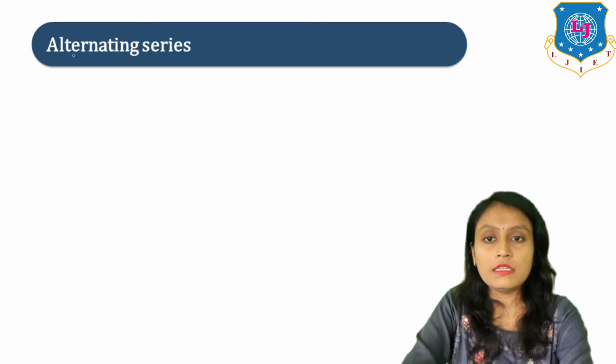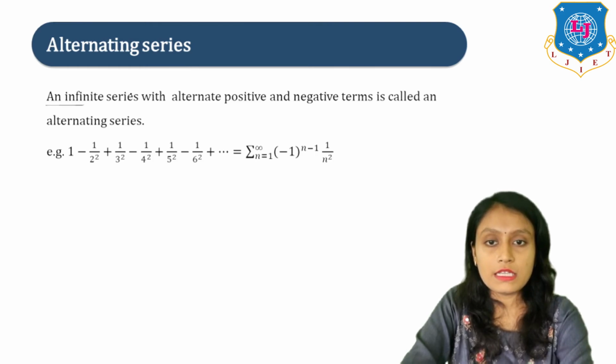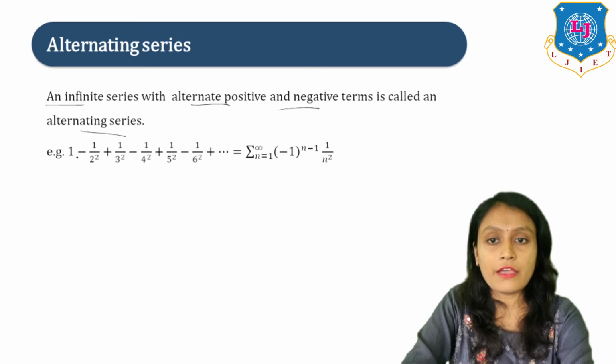Now, we will study one more topic, that is the alternating series. An infinite series with alternate positive and negative terms is called an alternating series, right? For example, here we have 1 minus 1 upon 2 square plus 1 upon 3 square minus 1 upon 4 square and so on. So this we can write in general as the series from n equals 1 to infinity of (-1) raised to n minus 1 into 1 upon n square. Now here you can see we have negative, positive alternate terms, right? So this is an alternating series.